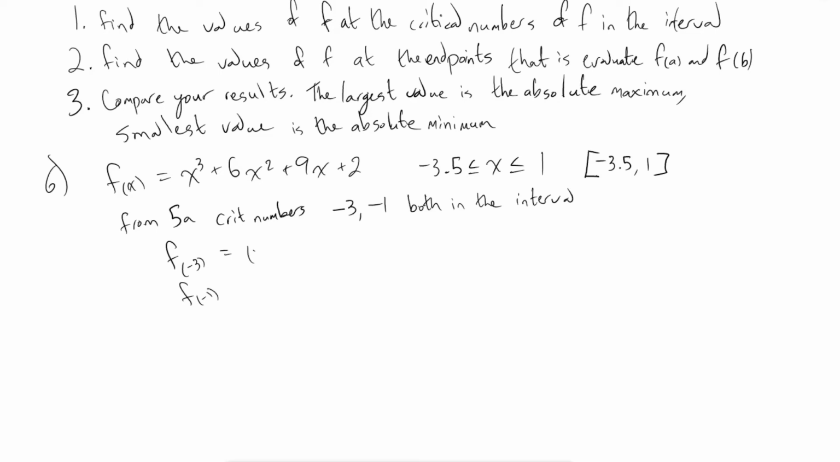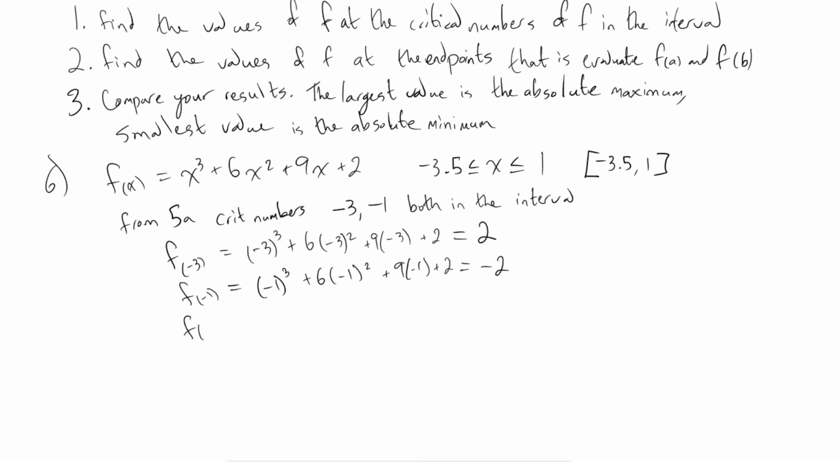F at negative 3, well, that's negative 3 cubed plus 6 times negative 3 squared plus 9 times negative 3 plus 2, which through the magic of using the textbook I find has an answer of 2. And we do the same for negative 1, so negative 1 cubed plus 6 times negative 1 squared plus 9 times negative 1 plus 2 gives us a value of negative 2. Okay, we have 2 values, 2 and negative 2. We now have to compare these with the endpoints of our interval.